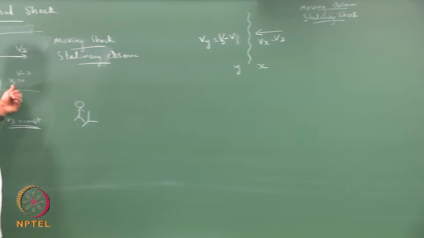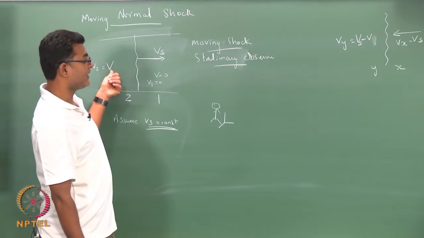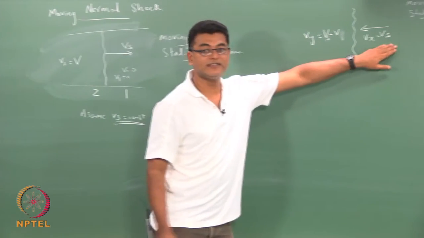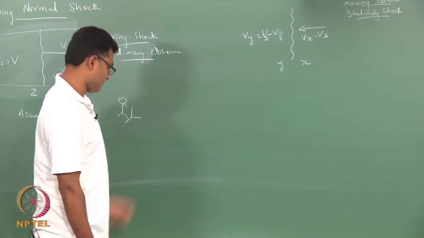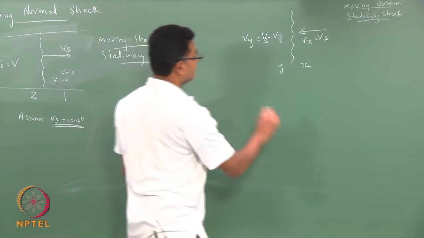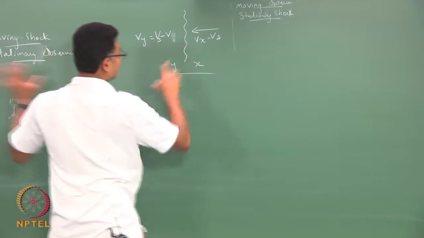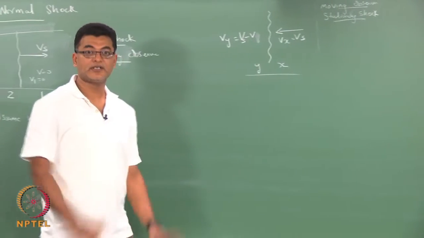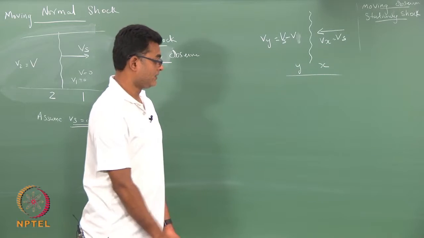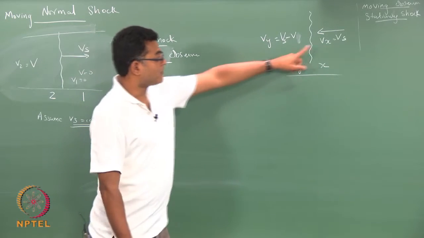Previously we had V1 as 0 and V2 as V. Here my Vx is Vs and Vy is the other. In fact, that is the only notation that we will use. As long as we do not confuse these two notations, we are fine. We have assumed constant Vs.